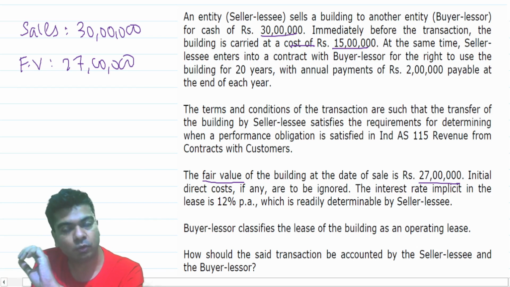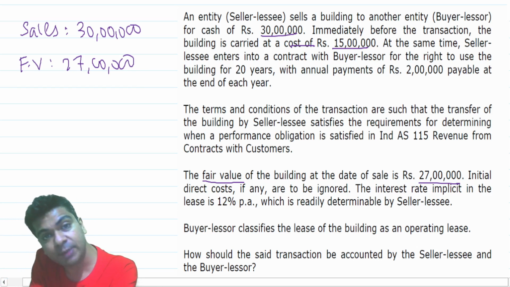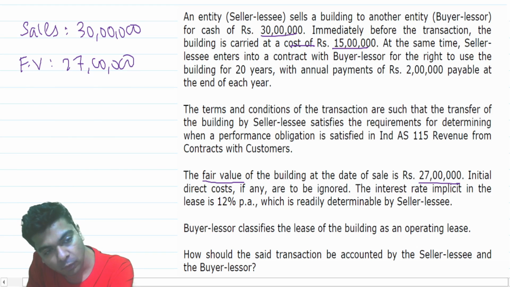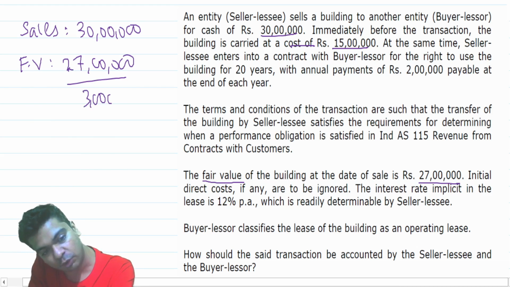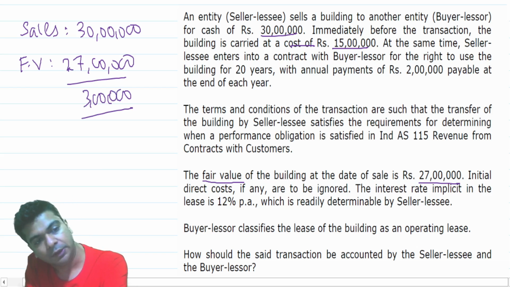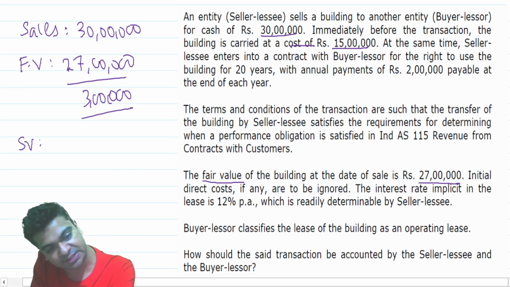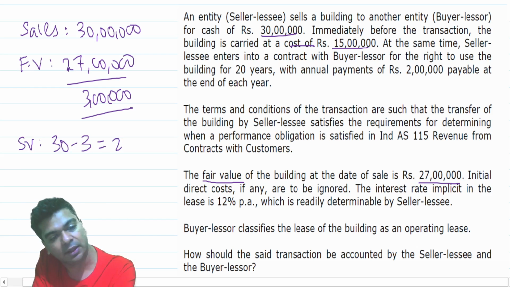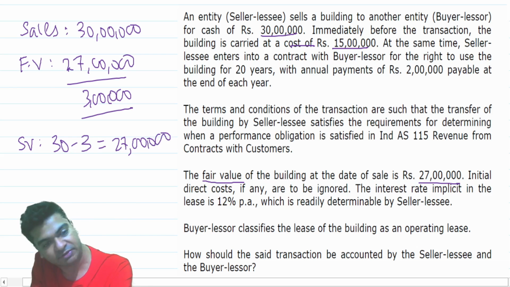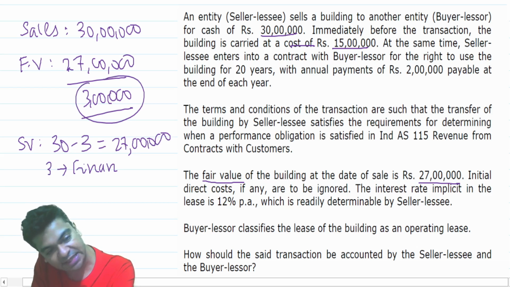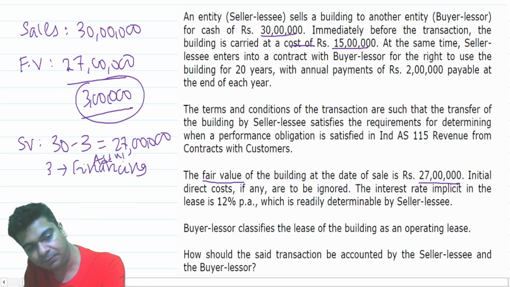Remember, under Ind AS 116, if there is a sale and leaseback transaction, the sale should be recorded at the fair value. So we are getting a difference of 3 lakhs of rupees over here. The sales which is 30 lakhs, you will have to reduce it by 3 lakhs. So sales will be recorded at 27. And this extra 3 lakhs will be understood as additional financing.